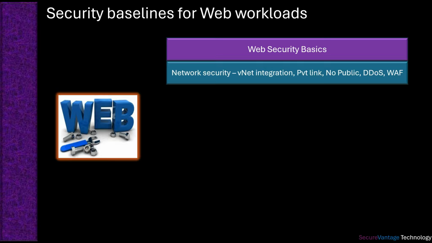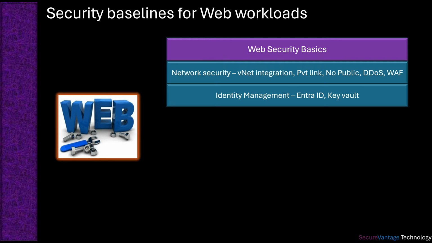DDoS attacks are like a flood of traffic trying to overwhelm your website. By enabling Azure DDoS Protection, you are adding a smart security guard that watches for unusual activity and stops bad traffic before it causes harm. Make sure your web application firewall, which acts as a filter for harmful traffic, is the only way for people to access your web app. This way, no one can sneak around it.